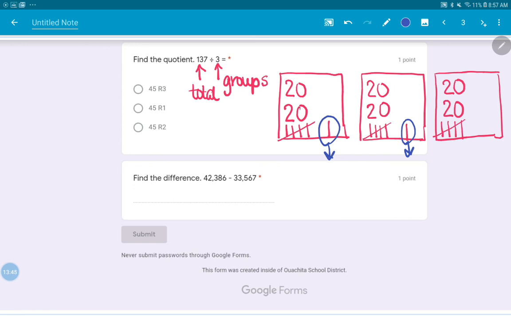And each group has how many? 45. There's 45: 20, 40, 5, in each group. So I have 45 in each group, and how many do I have left over? 2. I have 2 left over. Here's my 2 extras. 45 remainder 2 is the correct answer.